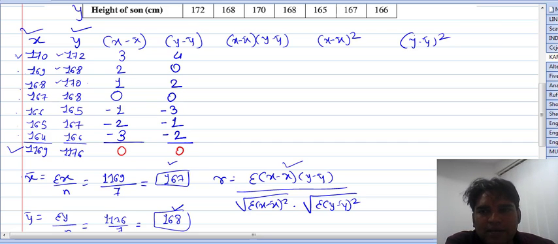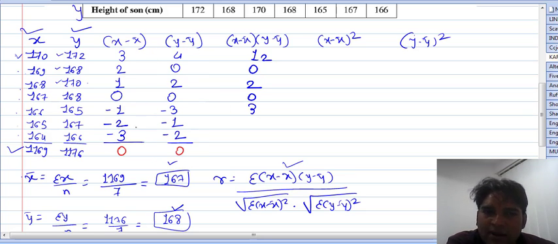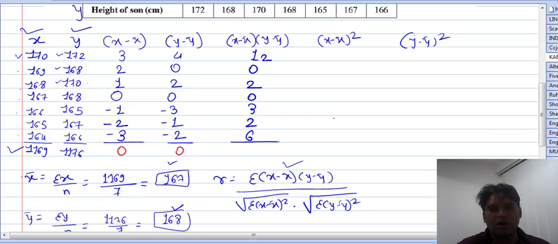Now we will take the multiplication of both. So 4 3s are 12. 2 into 0, 0. 2 into 1, 2. 0 into 0, 0. Minus 3 into minus 1, it would become plus 3. Minus minus plus, right? Minus 2 into minus 1, so 2. Minus 3 into minus 2, so it's 6. Now let's take the total, because we require sigma. Sigma means summation. So we will take the total of sigma x minus x bar y minus y bar. So 12 plus 2 plus 3 plus.